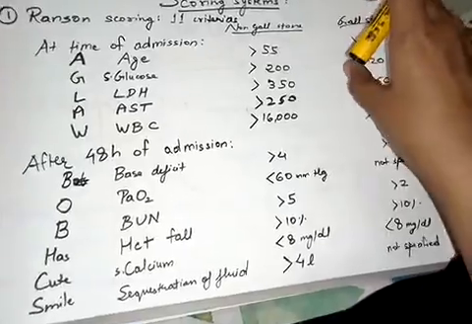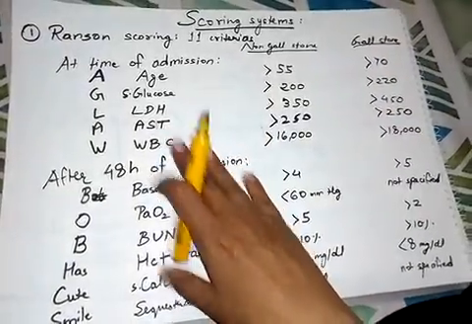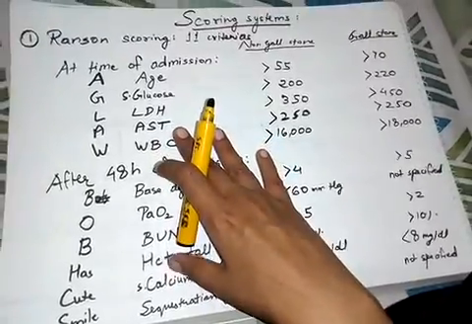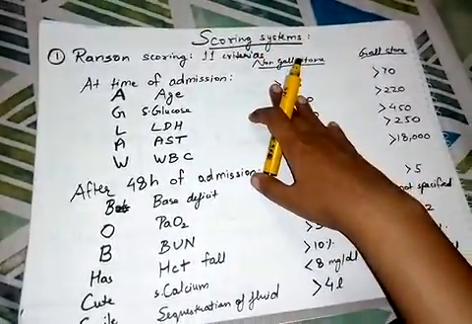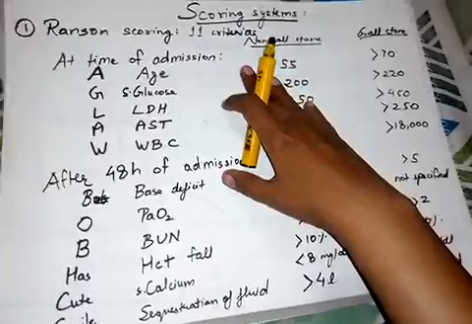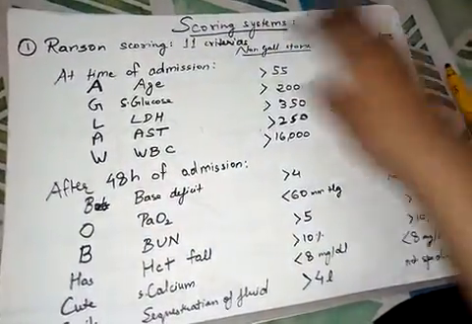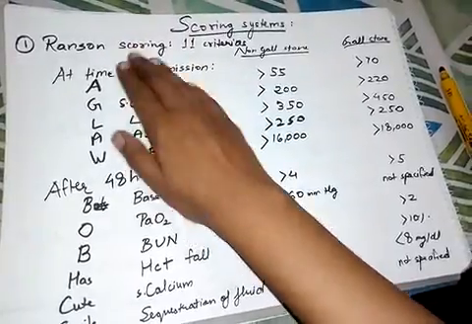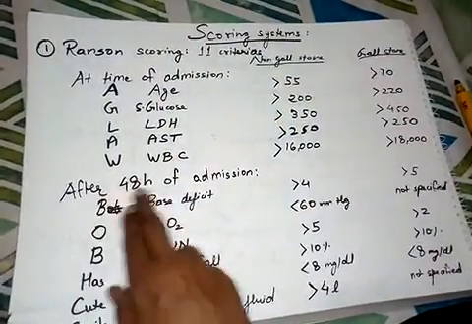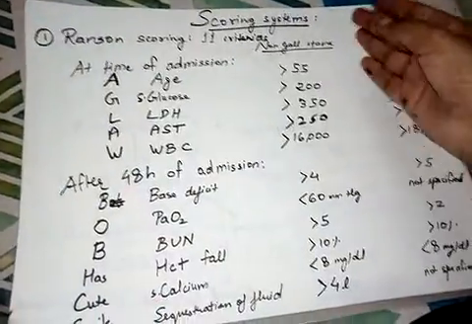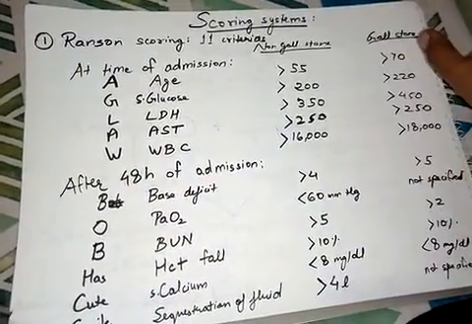Okay, so let me tell you about some scoring systems of diagnosis. There are many scoring systems, out of which the most important from the exam point of view is Ranson scoring. It has 11 criteria. We have to look for 5 criteria at the time of admission, and after 48 hours of admission we have to look for another 6 criteria.